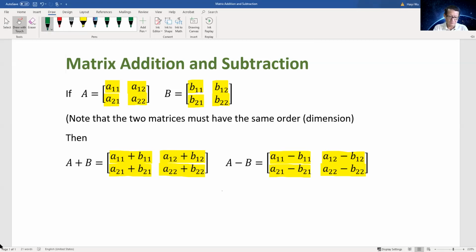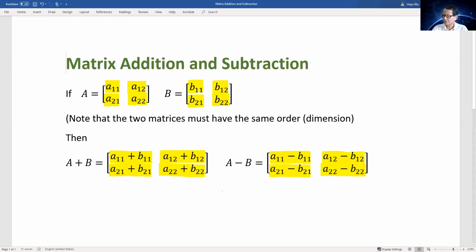So let's see, we have the first example. We're going to use a textbook example. Let's say we have A, a 2 by 2 matrix. This time we have numbers: 4, 3, and 3, -2. So this is a 2 by 2 matrix.